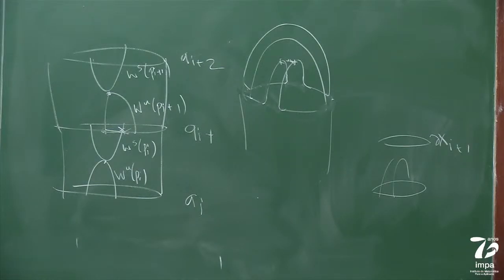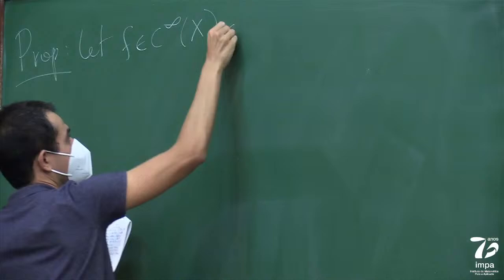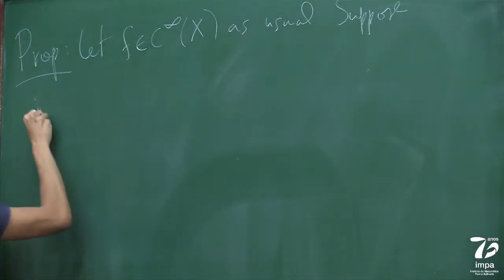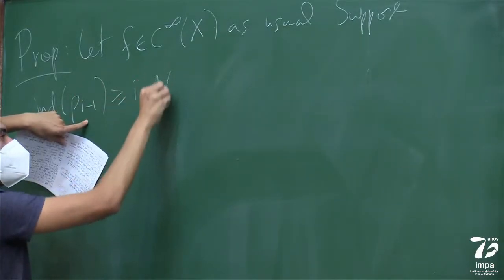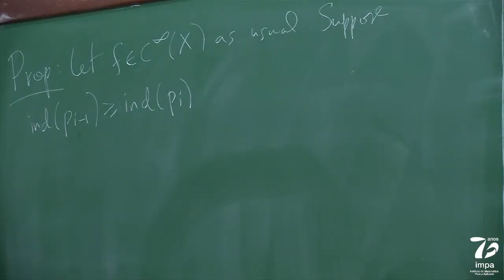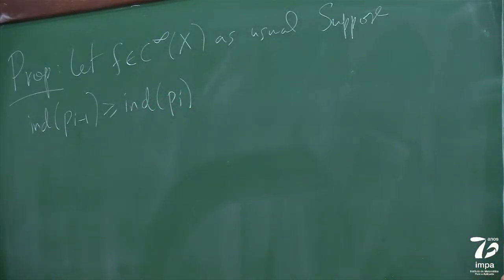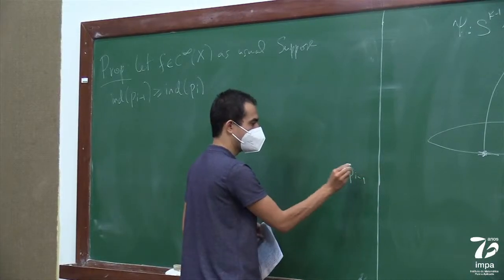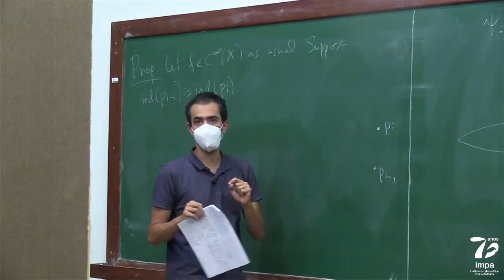So let me write down the proposition. Let f be a Morse function as above, as usual, and suppose that we have two adjacent critical points, but the index of pi minus 1 is bigger than or equal to the index of pi. Okay? So the goal here is, maybe I should say what the goal is before. The goal is to order the critical points in regard to their Morse indices. So if we have a critical point that's below, so this one has critical value less than pi, but if the index of this one is bigger than or equal to that of pi, then I can reorder.